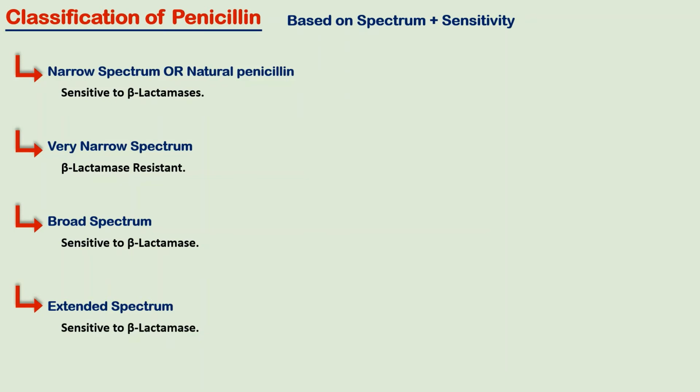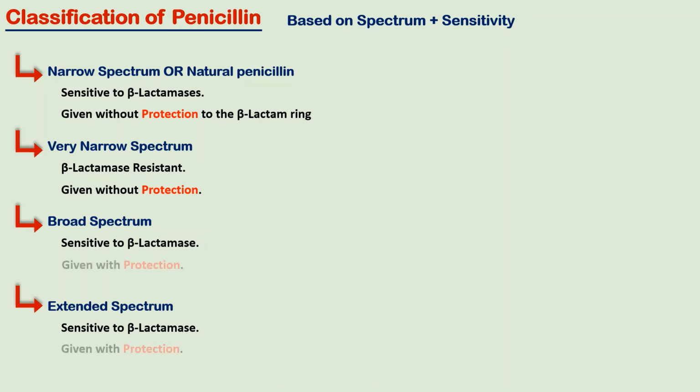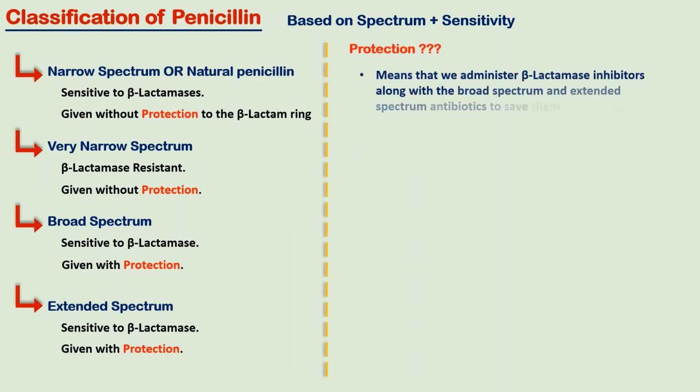The first two, that is the narrow and the very narrow agents, are given without any protection to the beta-lactam ring, and the last two are given with protection. Now, what do we mean by the protection? By protection, we mean that we administer a beta-lactamase inhibitor along with the broad spectrum and the extended spectrum antibiotics to actually save them from the beta-lactamases.